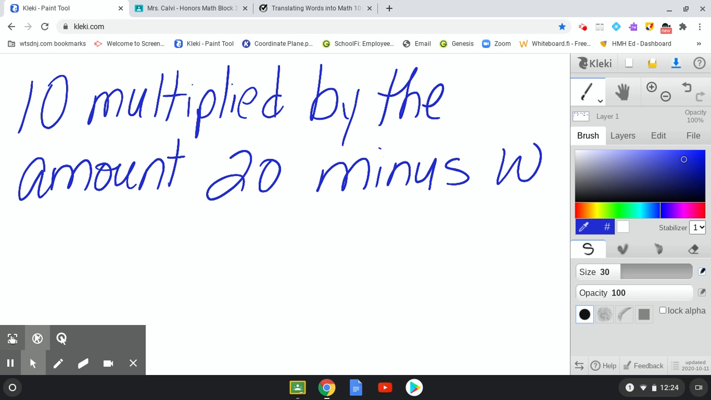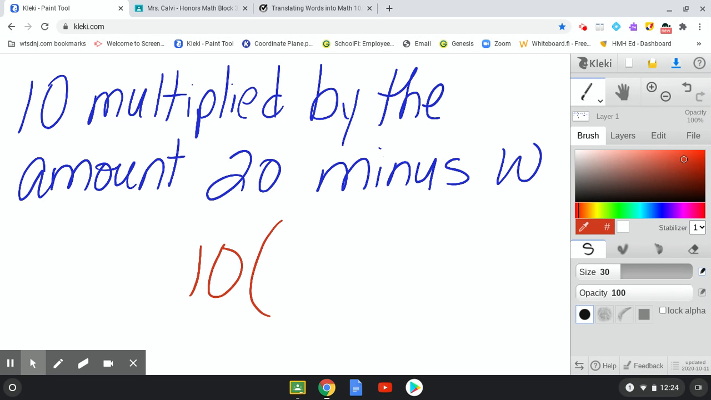Here we have 10 multiplied by the amount 20 minus w. I don't see the word than, so I'm just going to start from left to right. 10 multiplied by the amount of 20 minus w. This is the tricky part. I'm multiplying the 10 by the amount of 20 minus w.